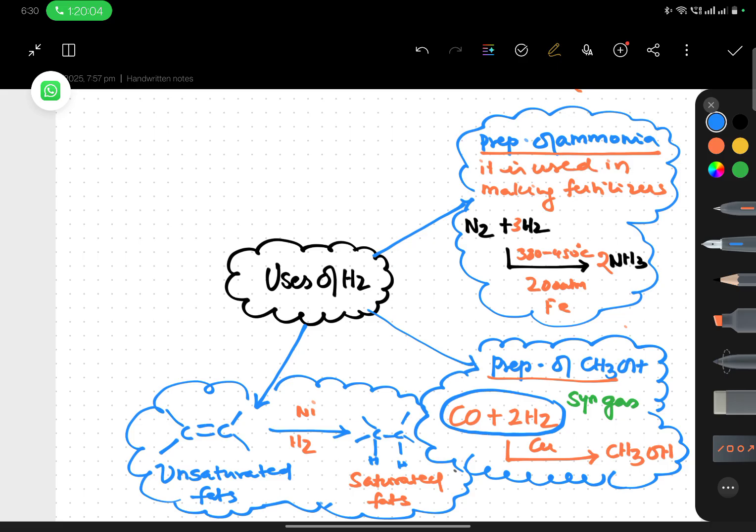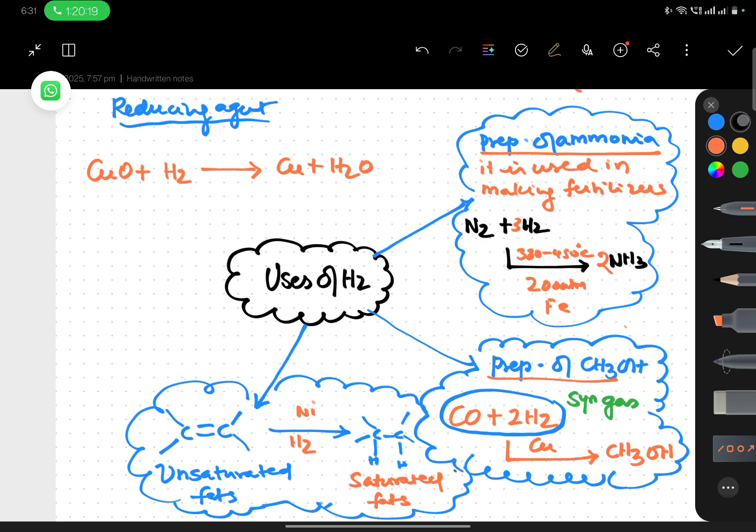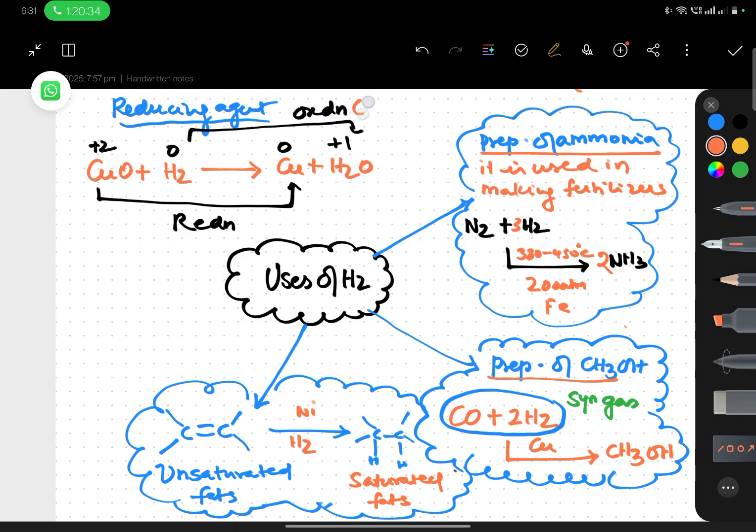So it is used as a reducing agent. I told you, no? So you take copper oxide plus hydrogen becomes copper plus water. So plus 2 to 0, 0 to plus 1. Plus 2 to 0 is reduction. 0 to plus 1 is oxidation. The one which undergoes oxidation is a reducing agent. Make a note of this equation, ma.